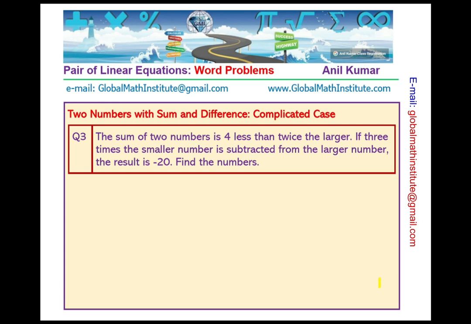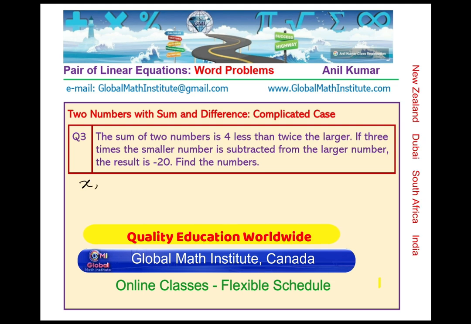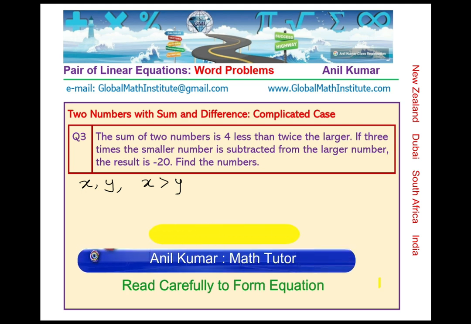So in this set, we are comparing the numbers and working with them. Two numbers. So once again, I'll write down the equation, but use any of the methods, elimination or substitution, to solve this, right? Sum of two numbers. So let's write x and y are two numbers where x is larger than y. Is it clear? Sum of two numbers is 4 less than twice the larger. So sum of two numbers means x plus y, correct?